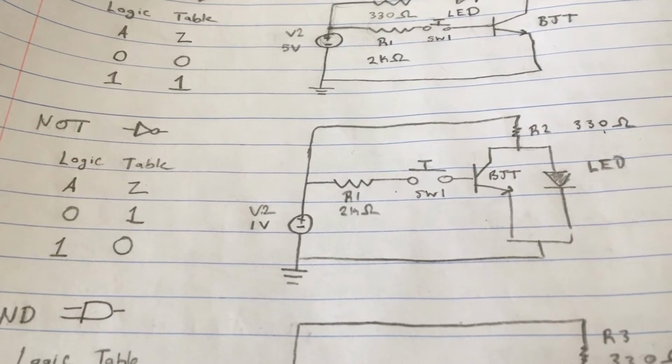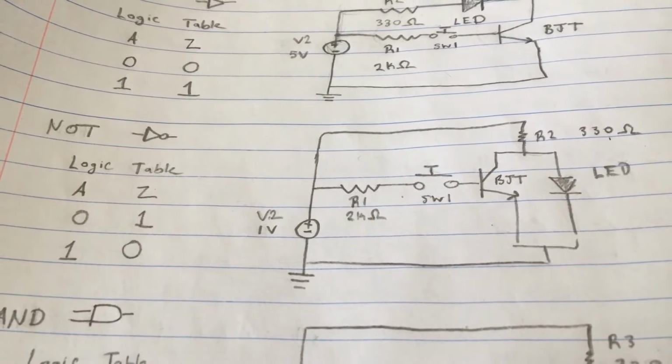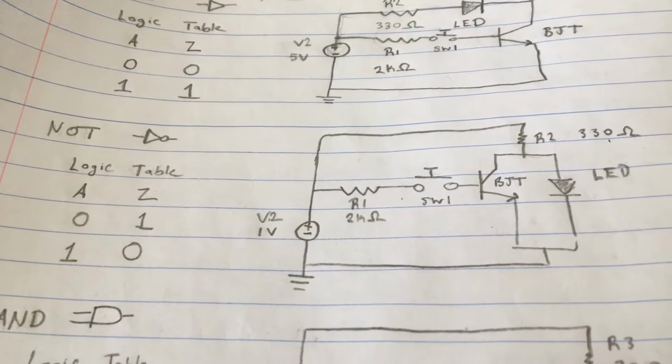This is a circuit diagram for the NOT logic gate. Our logic truth table says that if we have an input of a 0, we're going to have an output of a 1. If we have an input of a 1, we're going to have an output of a 0.